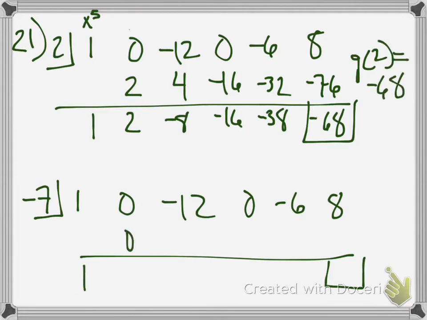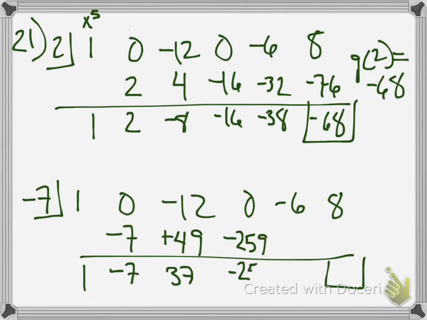Let's bring down the 1, negative 7. I don't know why I was putting 0. Negative 7 times itself would be positive 49. Positive 49 minus 12 would be 37. 37 times a negative 7 would give me negative 259. Negative 259 times a negative 7 would give me 1,813. Minus the 6 would give me 1,807.